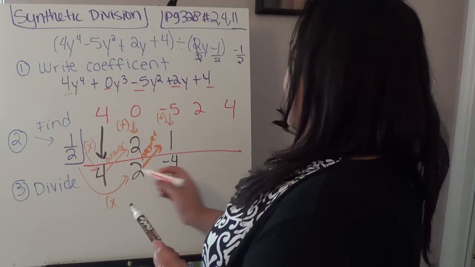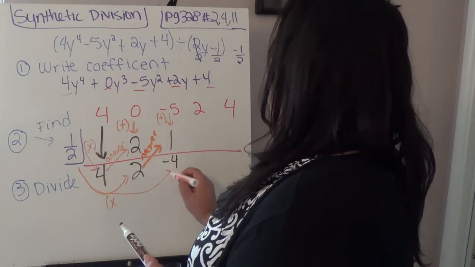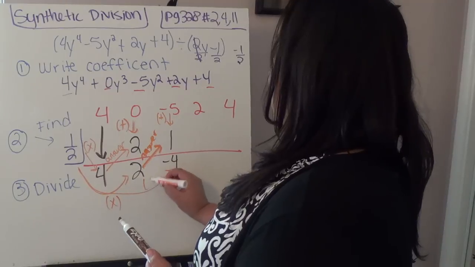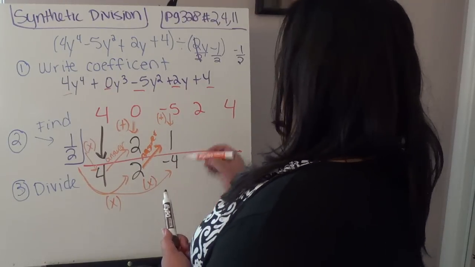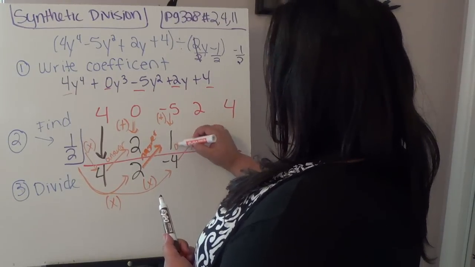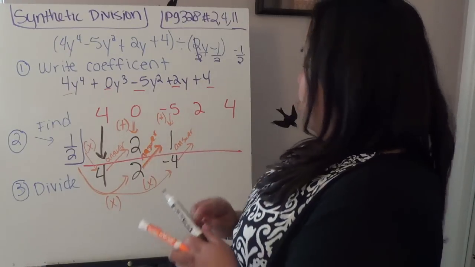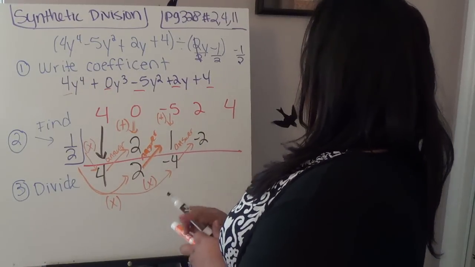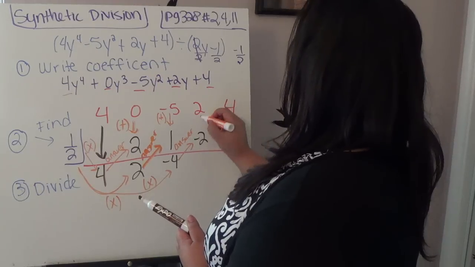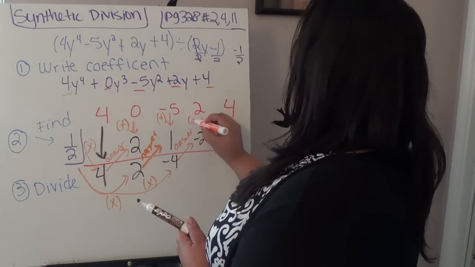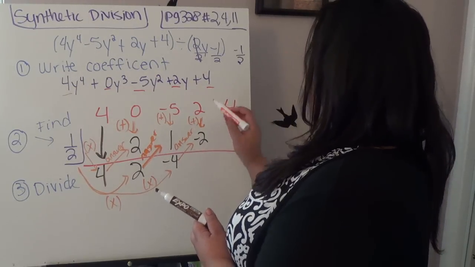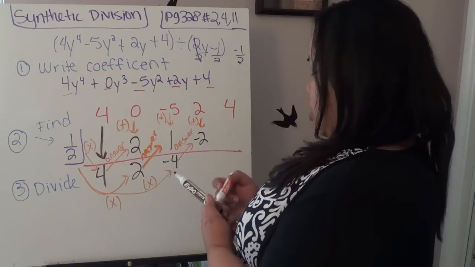Okay, same thing another time, I'm going to multiply. And then I'm going to put the answer here. So negative 4 times 1/2 is negative 2. Then I'm going to add. 2 minus 2, 2 plus negative 2 is 0.